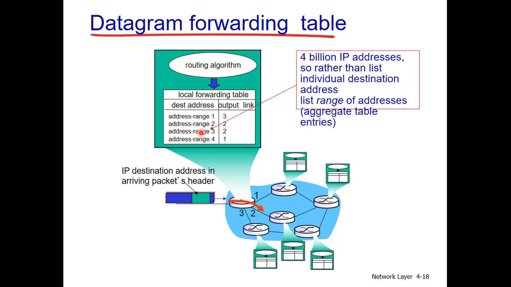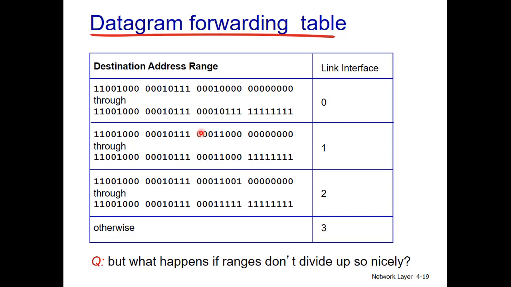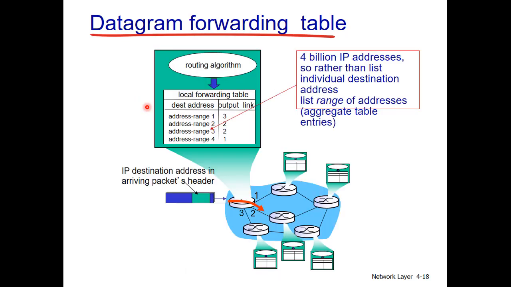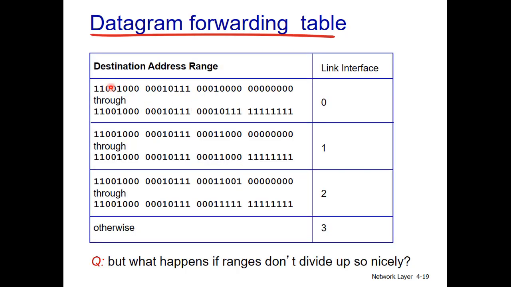So what we can do is define ranges of addresses and their output interfaces. So instead of matching individual addresses like that, we have a range of addresses. It says from this IP address to this IP address, and this is an IPv4 address. This IPv4 address has 32 bits: 8 bits, 8 bits, 8 bits, and 8 bits. So in total it becomes 32 bits.